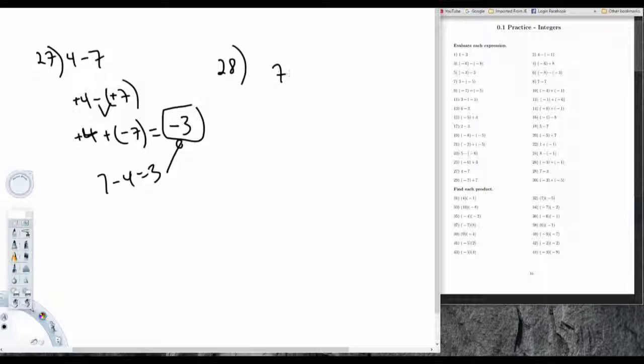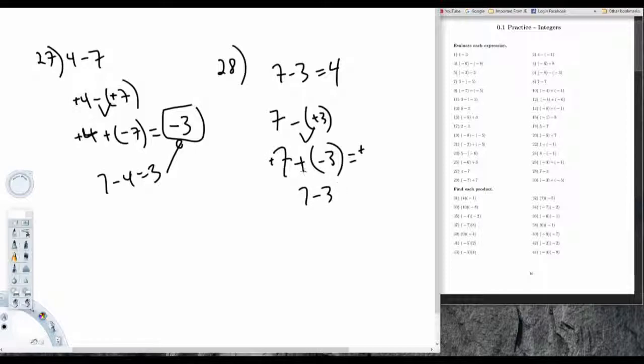28, 7 minus 3. Well, you learned that one from grade 2 math. That equals 4. But let's look at what's happening. 7 minus positive 3. These are the same signs. 7 plus negative 3 equals 7. So we take the sign of the biggest, right? Put a positive. This is a positive. And we do 7 minus 3. Here we go. Answer is 4.